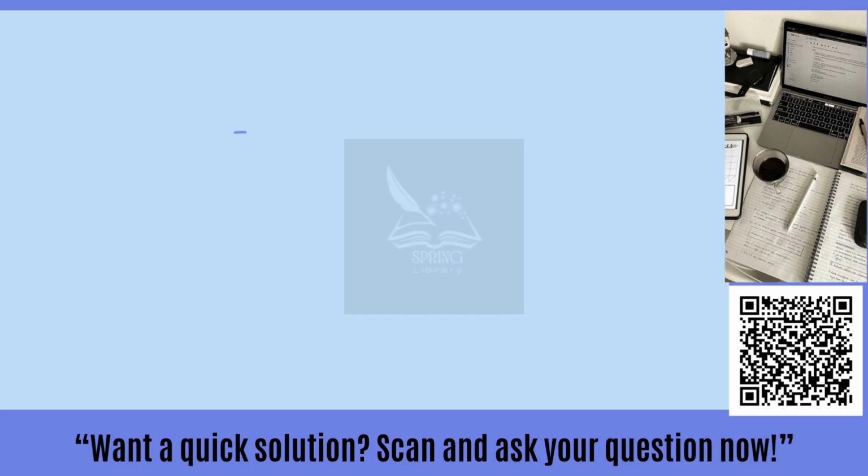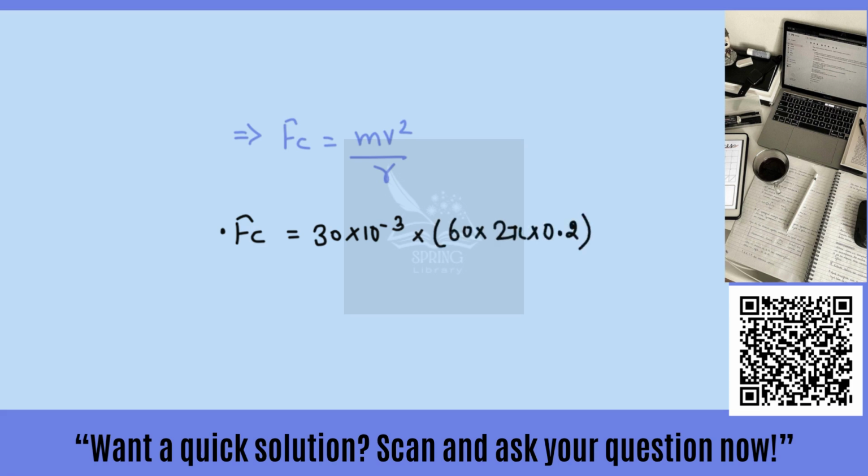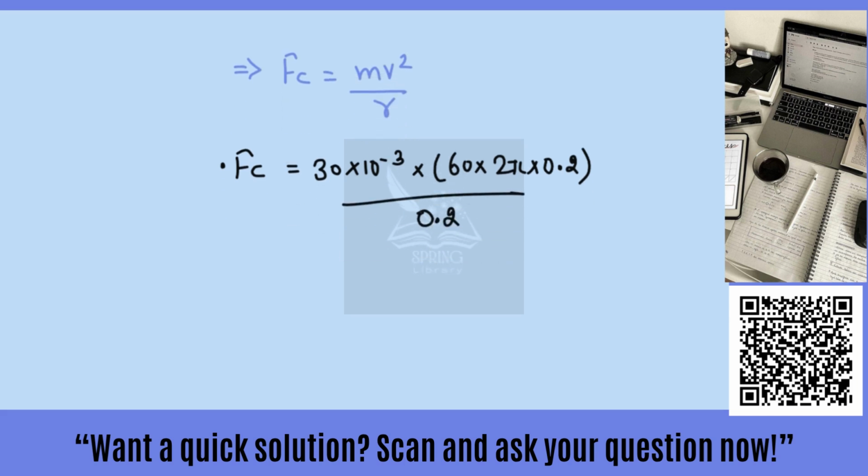So here in this question, the net force that the track exerts on the ball is the centripetal force. The centripetal force is given by Fc, and that is mv square upon r, where m is the mass of the ball, v is the speed of the ball, and r is the radius of the track. In this case, the mass of the ball is 30 kg, so the centripetal force is equal to 30 into 10 raised to the power minus 3 into 60 into 2 pi into 0.2 upon 0.2, and that is equal to 18 pi Newton.